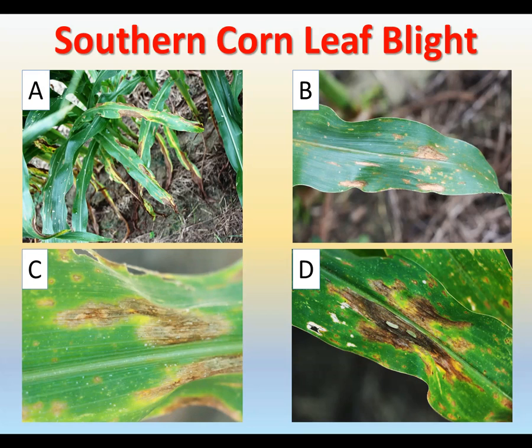B shows some of the lesions that have kind of dried out a little bit. They have a tan center with kind of a light brown margin around them. There may be some zoning within the lesion itself, not kind of like target spot, but you do have some light dark banding within the lesion. And C is a close-up showing, again, some of the banding as well as what we call water soaking around the edge of the lesion.